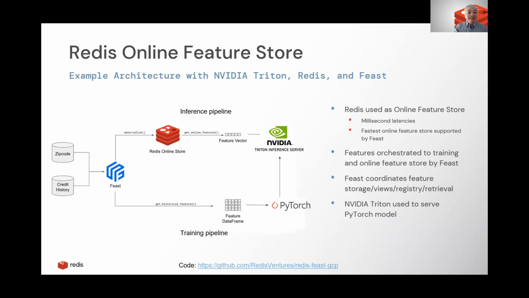Just as a quick example, this is an example architecture that we have partnered on with NVIDIA and Feast. Feast is an open source feature store framework. NVIDIA, obviously, I think everyone knows who they are. And this happens to be using a PyTorch model. So as you can see in here, Redis is acting as the online feature store for real-time inferencing, in this case leveraging things like zip code and credit history as an example.